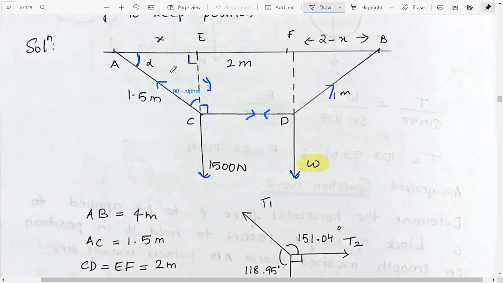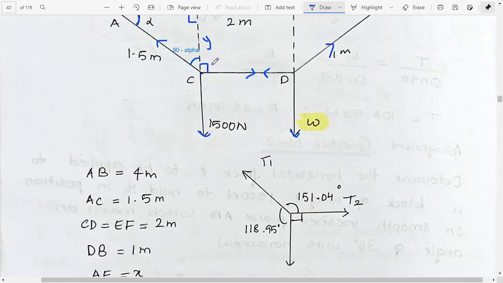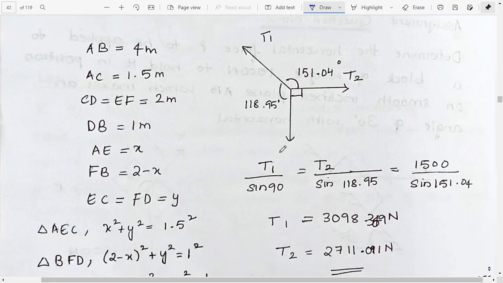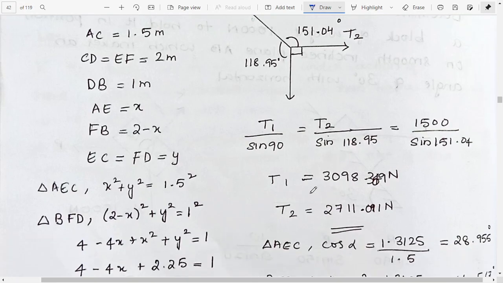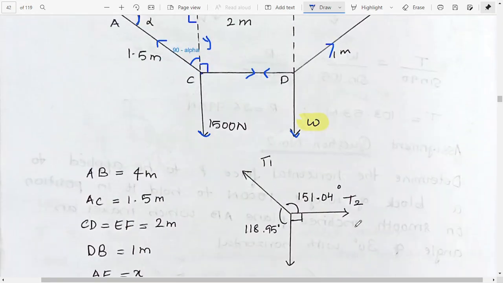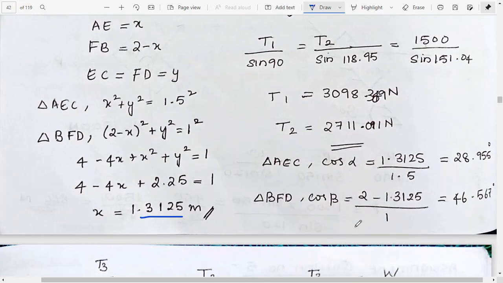Now we know that this is the T1 tension, and here we have T2, and here we have W. So this angle will surely be greater than 90, and it is 90 plus 61.04 degree, so it is 151.04 degree, and here it is 90 degree, and so this will be equal to 118.95. Now if we solve these equations, we will get the values of T1 and T2. Okay, now we have got the values of T1 and T2.